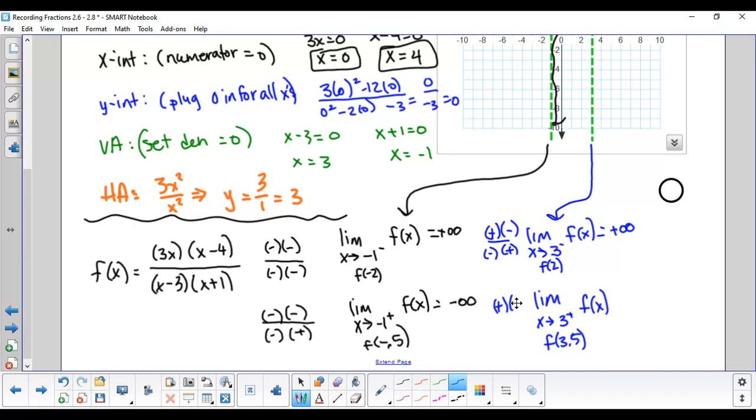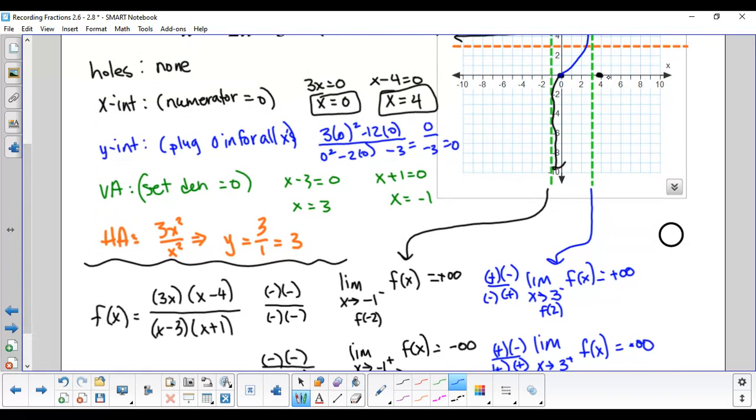3.5 minus 4 is a negative. 3.5 minus 3 is a positive, and 3.5 plus 1 is a positive. So in this case, this produces a negative out. Therefore, it is approaching negative infinity. This is what I thought would happen based on where my x-intercept was sitting.